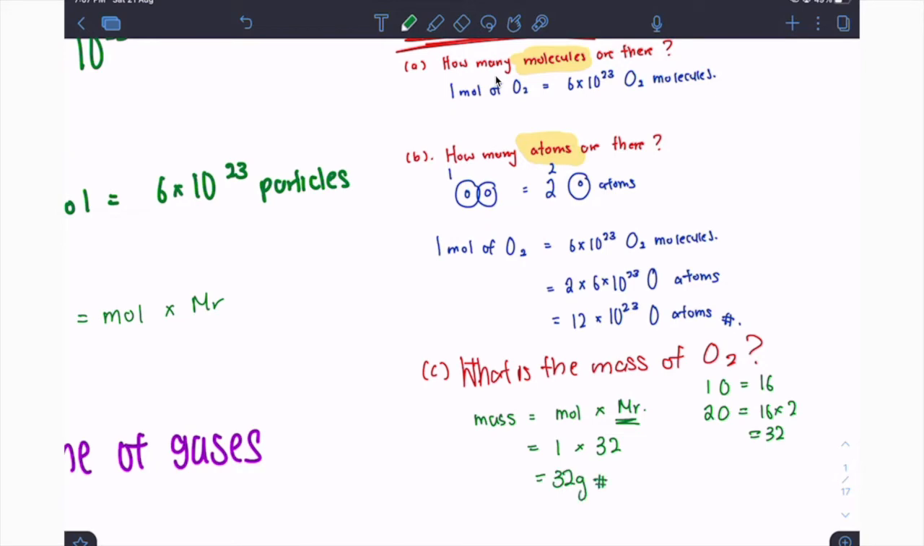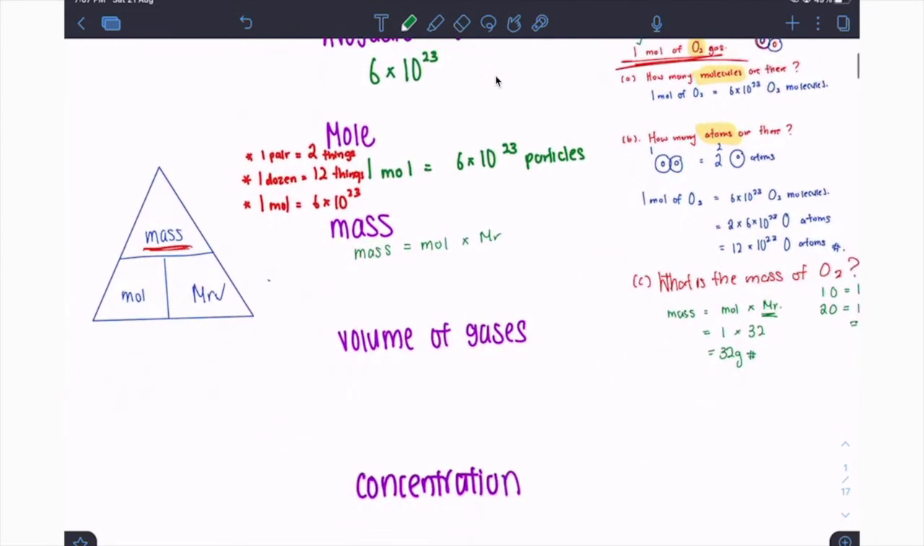Okay? Now, of course, coming back to this triangle, you should be able to manipulate this. So I can also give you data about mass, and you're supposed to help me calculate what mole is. So you should be able to derive this from the triangle. Okay, same for Mr. Alright, so the important thing to remember is this triangle. So same thing, if you think of an acronym, please let me know.